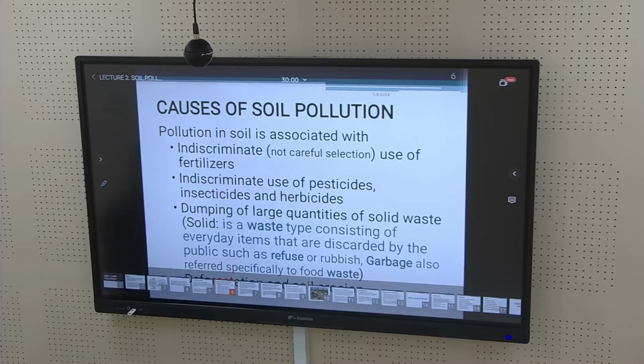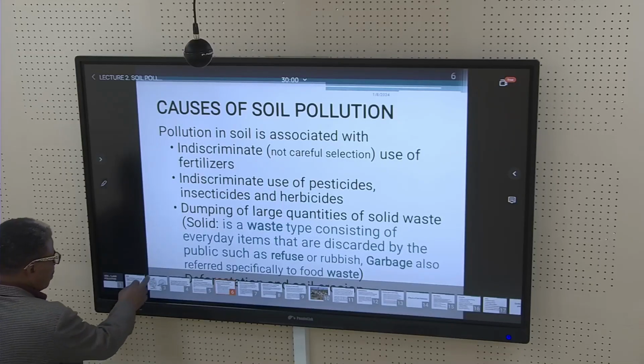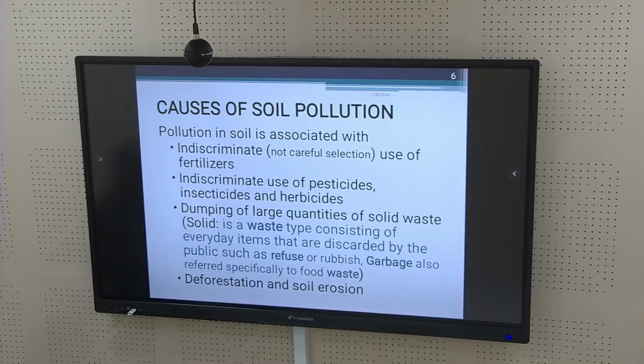Garbage is a waste type consisting of everyday items that are discarded by the public, such as refuse or rubbish. Garbage also refers specifically to food waste. Deforestation and soil erosion are further causes of soil pollution.